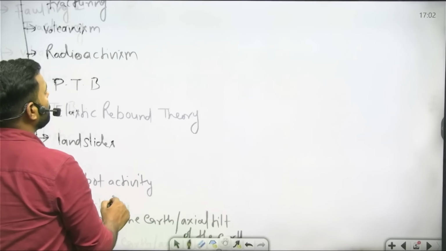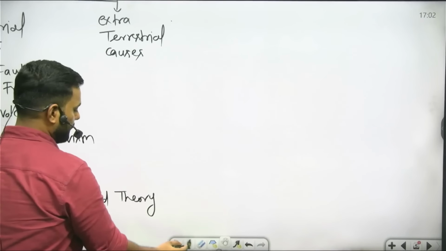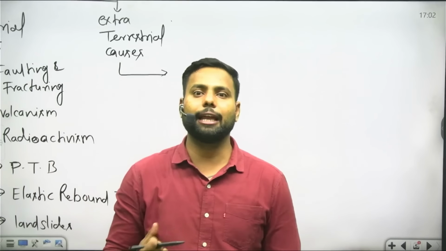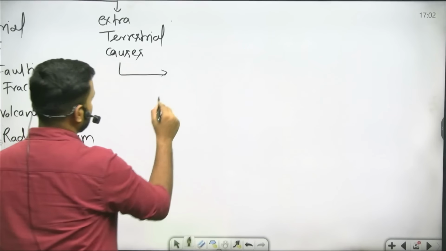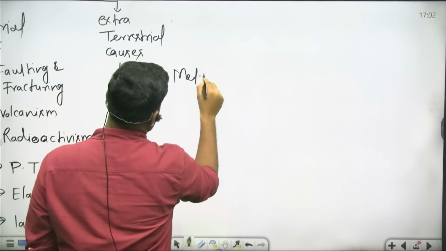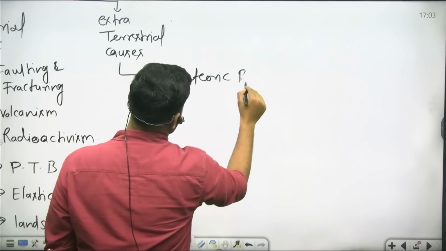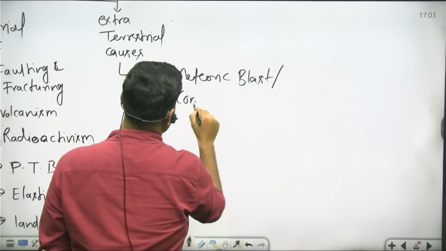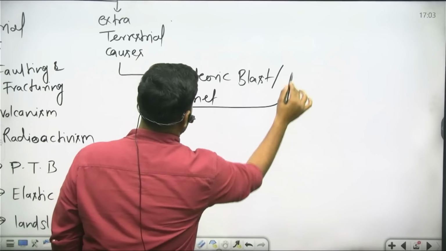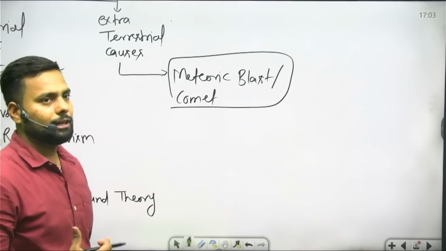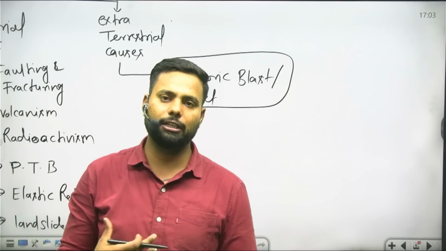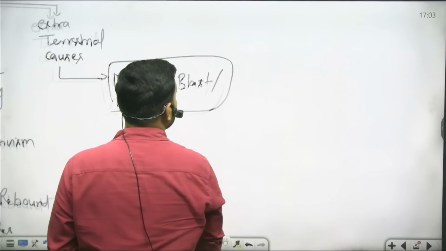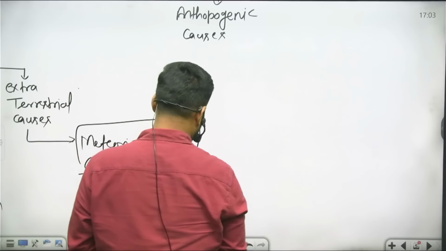Okay, now there are some extraterrestrial causes. Extraterrestrial causes are those which are not directly associated with terrestrial activities. Extraterrestrial causes are meteoric blast or collision, meteoric blast or comet collision over the earth surface, which further results in oscillation or vibration and tremors. Now the next one is the anthropogenic causes.